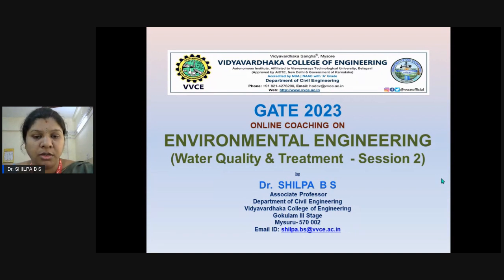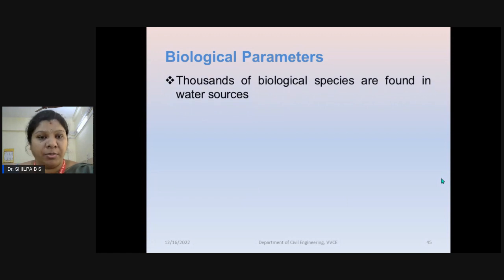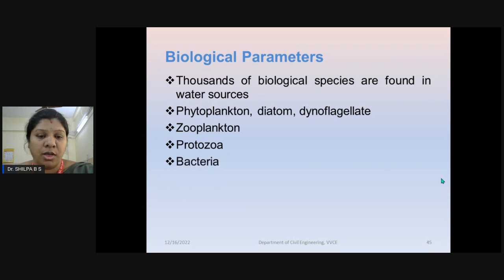That is exclusively, we will be knowing about the biological water quality, followed by the water treatment. So, biological parameters: as we know, in water there will be thousands of biological species which may enter through various sources. These mainly consist of phytoplankton, diatoms and dinoflagellates, zooplankton, protozoa, bacteria, fungi, and viruses.